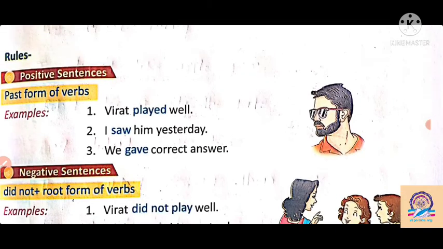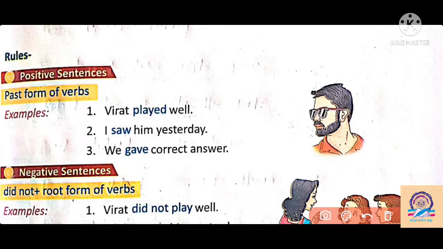Rules for the positive sentence: the past form of the verb. One thing we have to remember here is that the sentence begins with the subject. Subject means noun or pronoun. Each and every person, each living thing and non-living thing has a name. So either a living thing or a non-living thing is a noun or pronoun. Pronouns are like I, we, you, they, he, she, it.